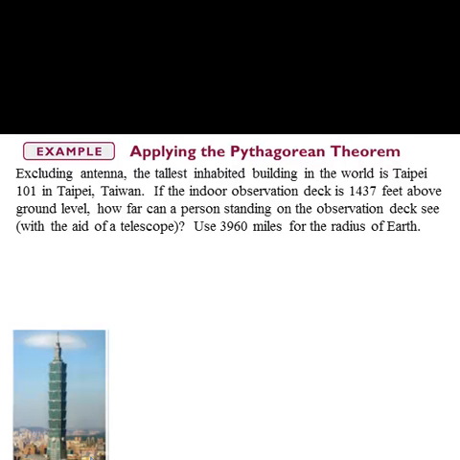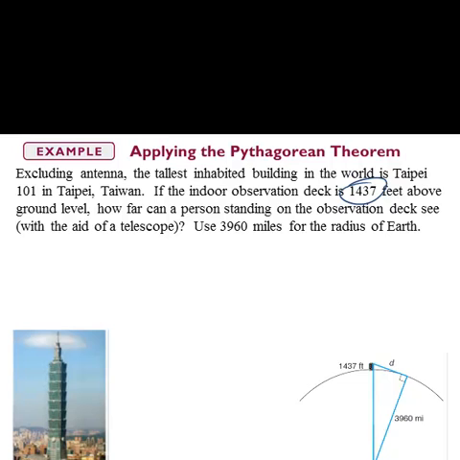And here, I'll show you how this goes. Now, suppose that the height of this building is 1,437 feet in this example. How far out can you see? So here's kind of a picture of what this looks like if you were to look at the Earth.